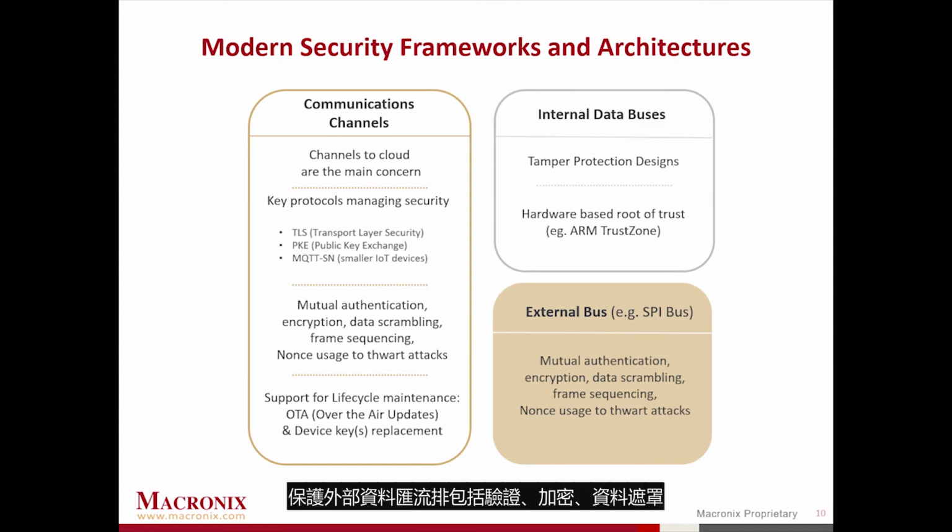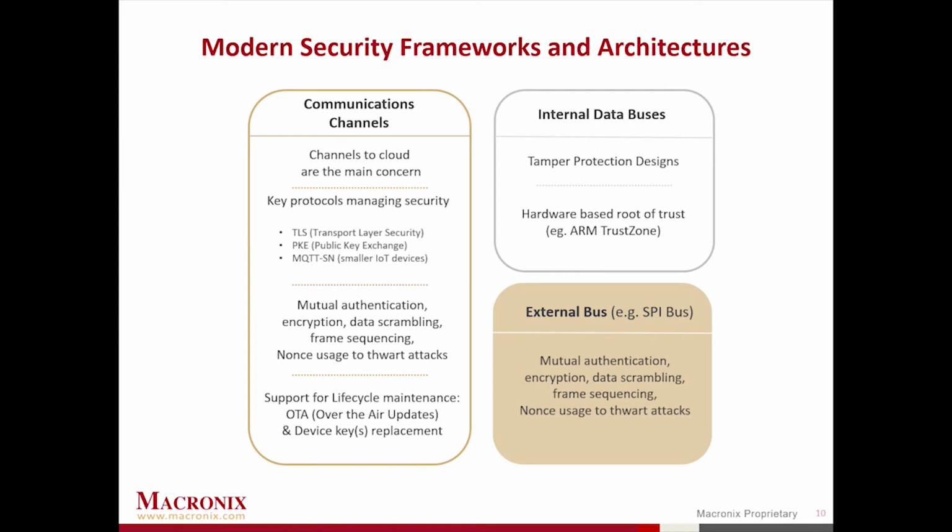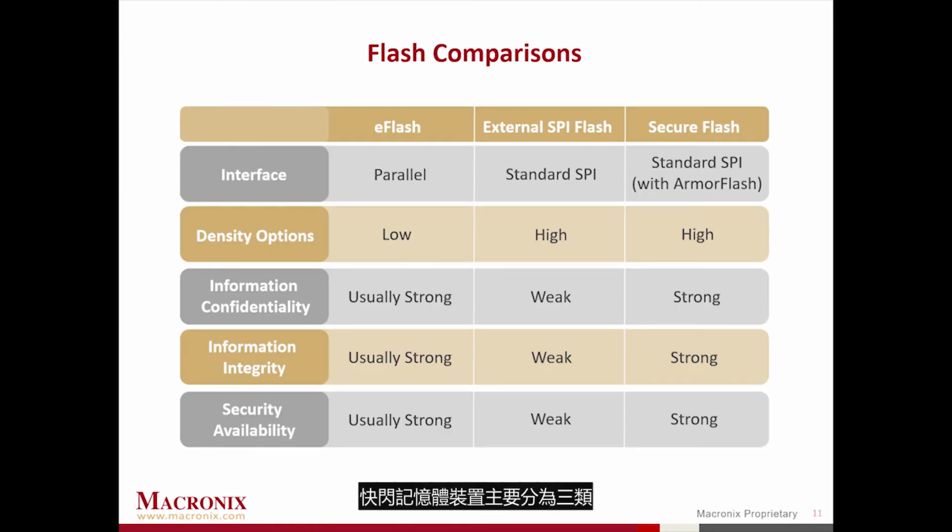Protecting external data buses includes authentication, encryption, data scrambling, and frame sequencing with monotonic counters as a primary means of protecting data buses between a host and a memory device. Armor Flash provides a good example of this through the use of standardized, proven authentication, encryption, and key sharing protocols to keep external data buses safe for a variety of operations like OTA or over-the-air updates, key storage updates, and read-write sessions.